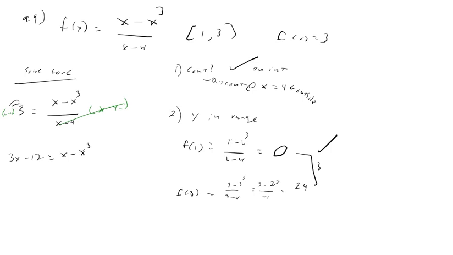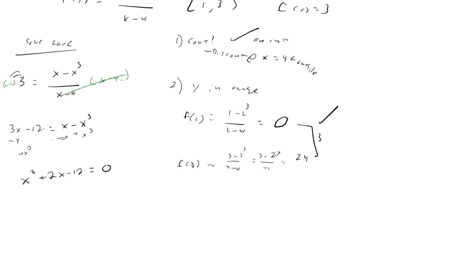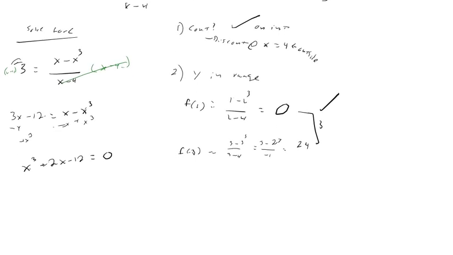Rearrange a little bit. This looks like some kind of maybe quadratic-ish equation. I'm going to add the x cubed. I'm going to move everything over to the other side. x cubed, minus the x here, minus the x, add the x cubed. So I'm going to have x cubed plus 2x minus 12 equals 0. Yeah? x cubed plus 2x minus 12 equals 0.